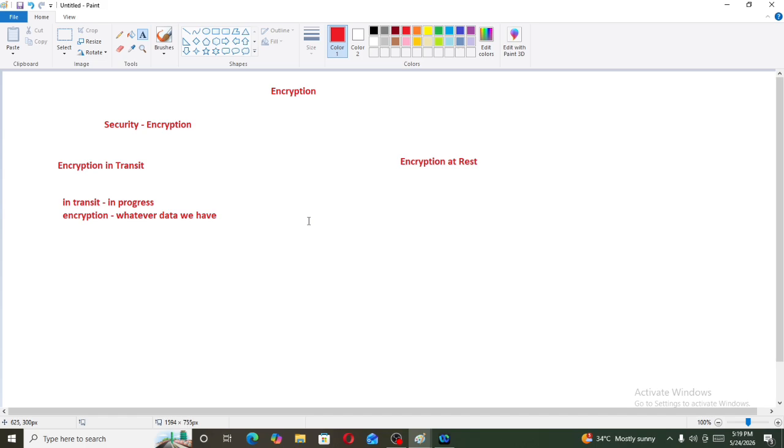Now, when we type http://google.com, the website data travels and responds to us, so it is traveling. When we use HTTPS instead of HTTP, our data will be encrypted. As we know, HTTPS is for security purposes.